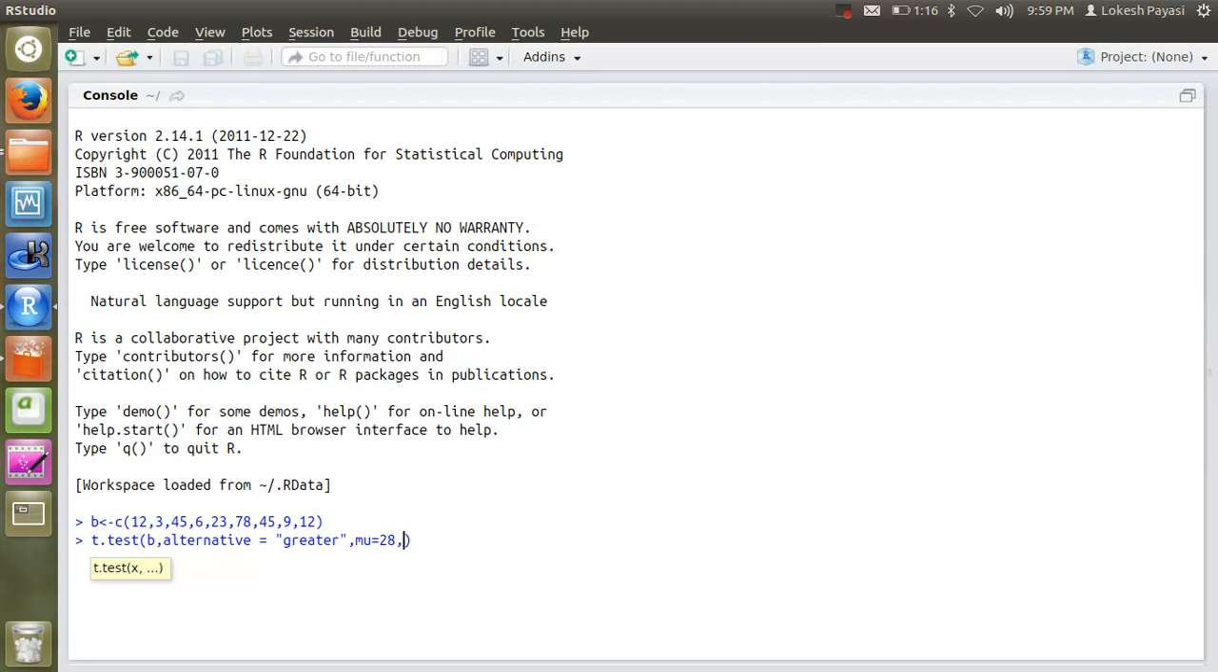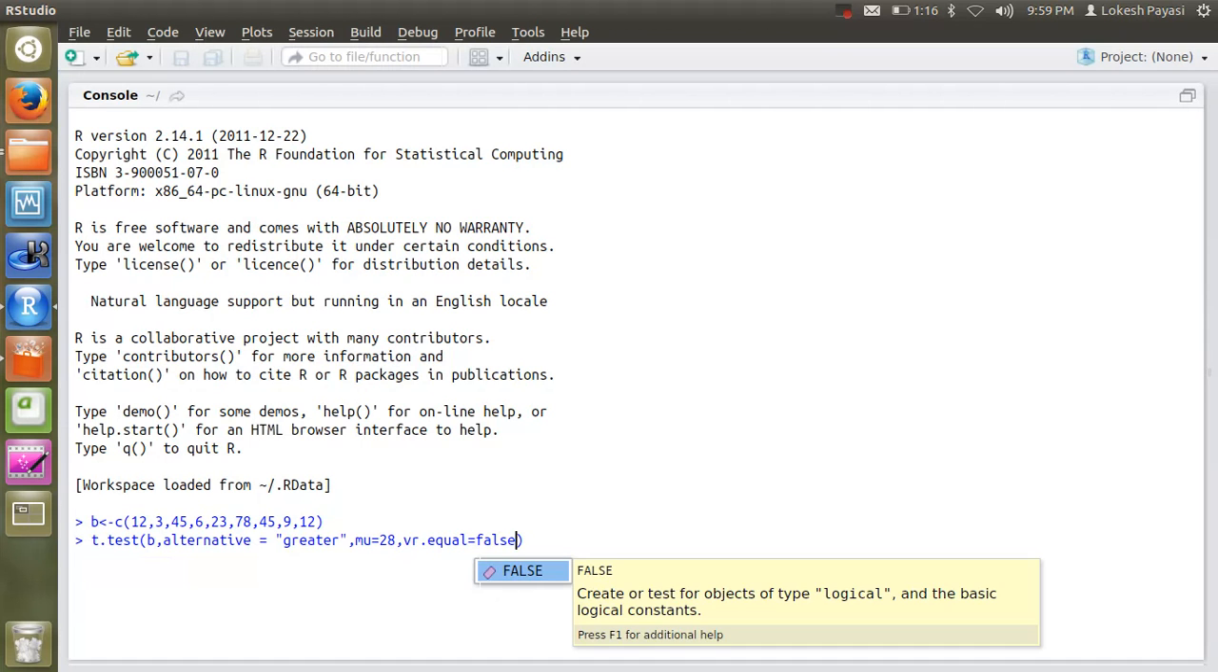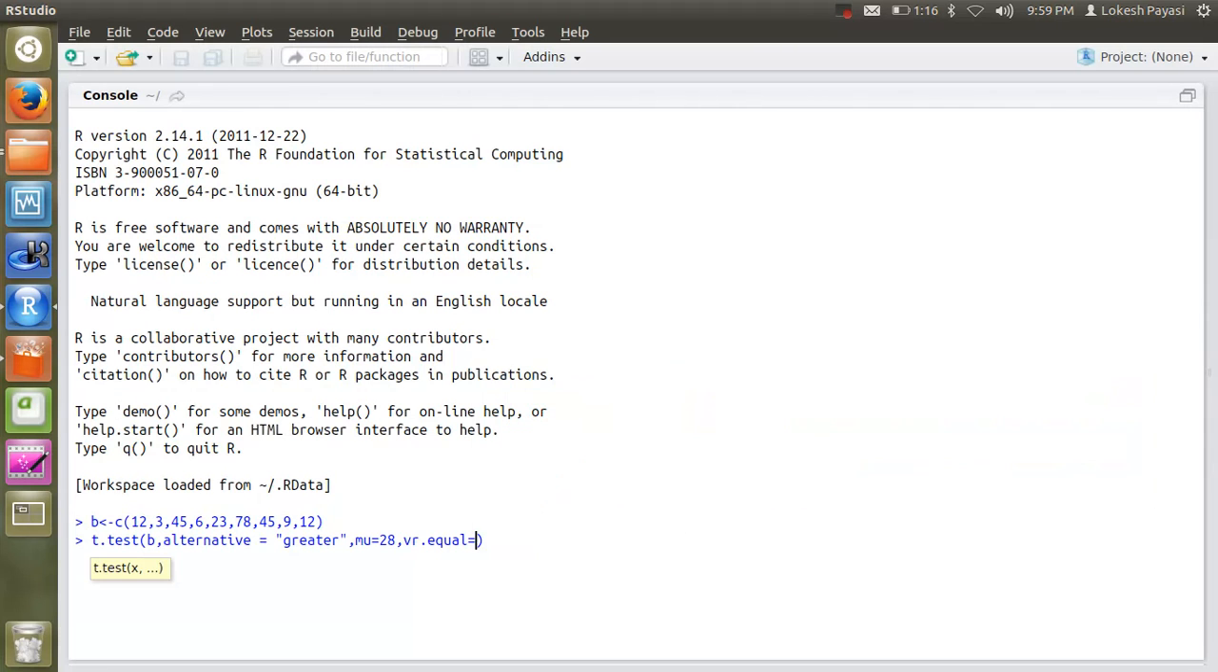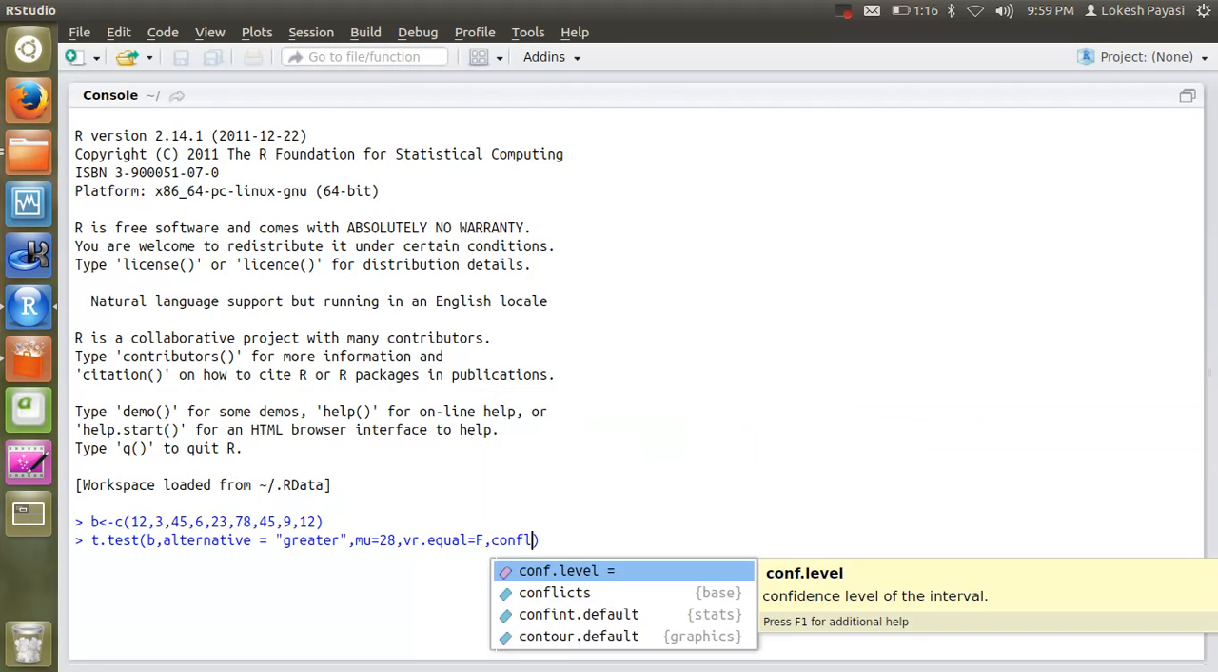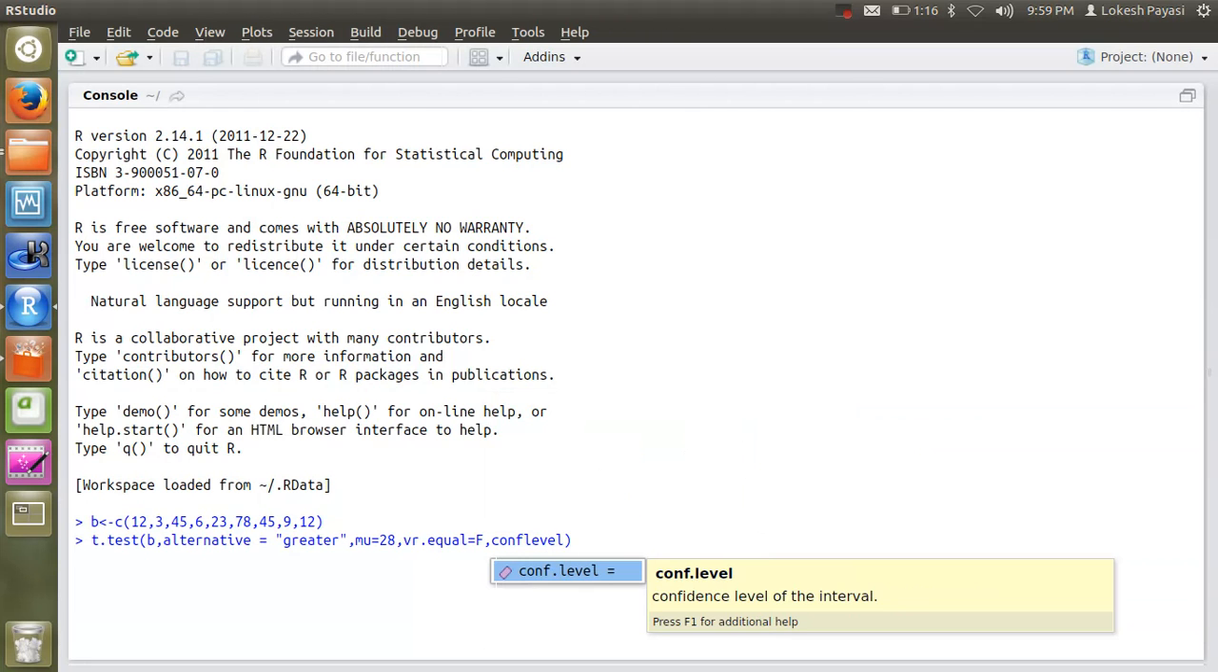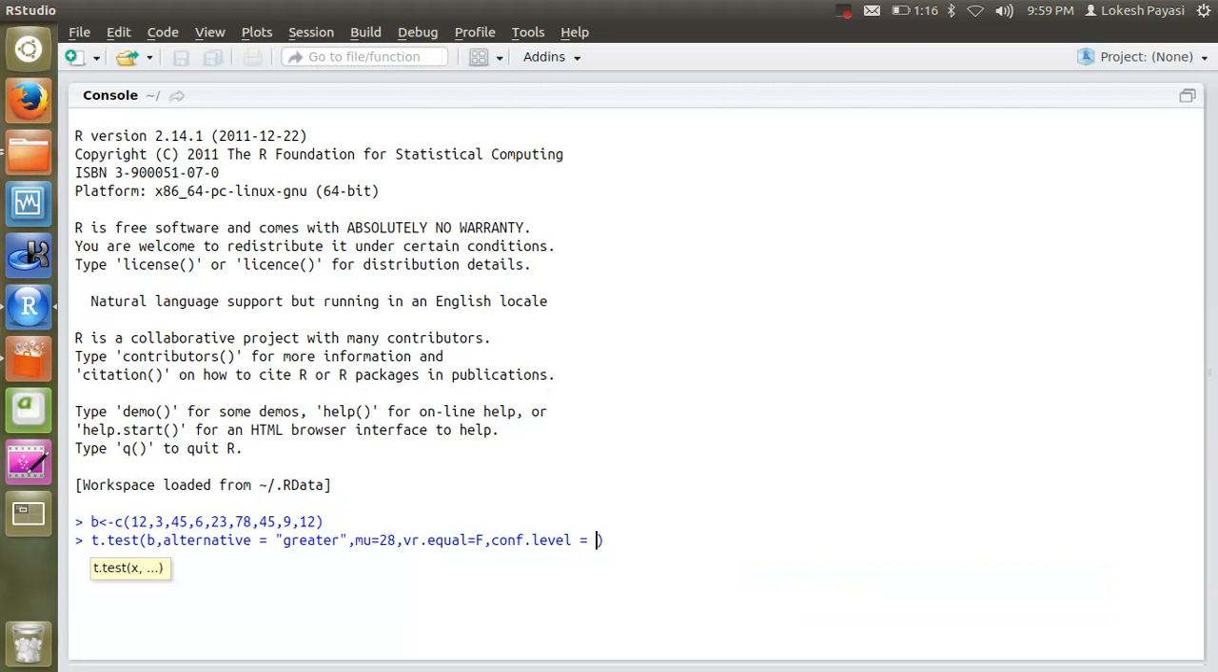Then I can write var.equal equals FALSE. Sorry, it should be in capital. And I am writing the confidence level also: conf.level equals 0.95. Okay, let's see what it gives.